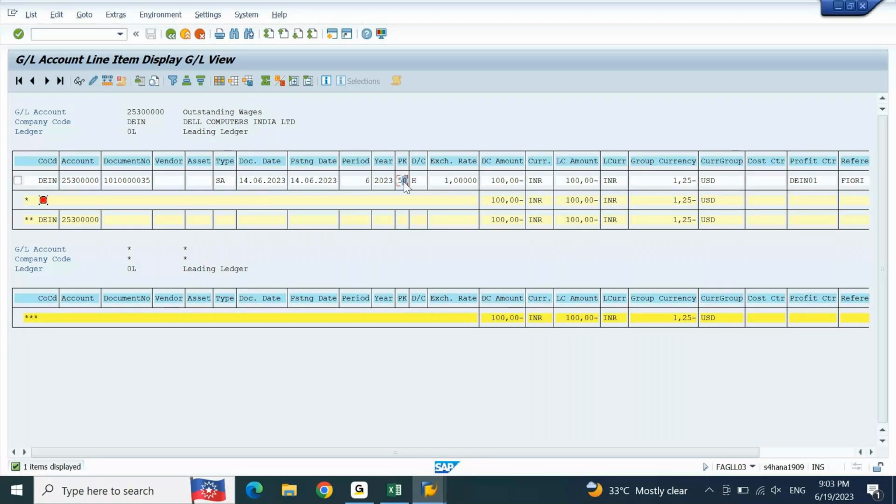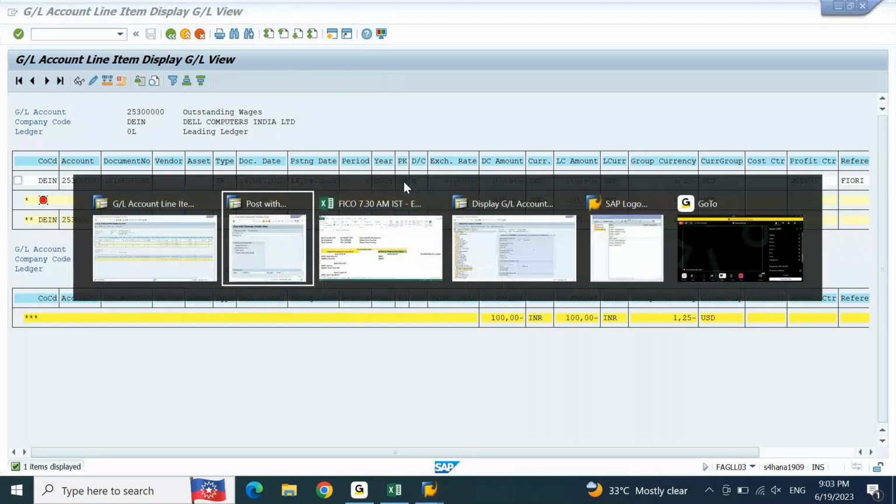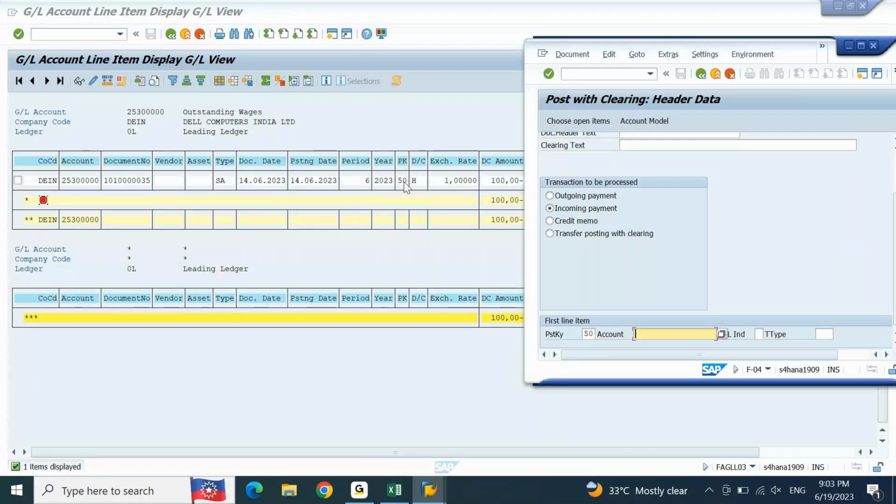First, you need to understand how the entry is being posted. Accordingly, you have to maintain the settings. If our understanding is not correct, our settings may or may not be correct. Clear? Now your intention is to clear this account. Always check what the account balance currently is. Is this a debit balance or a credit balance? This is a credit balance.